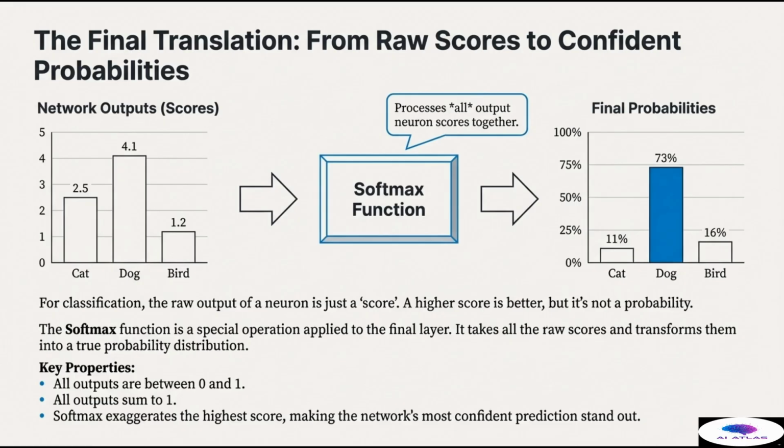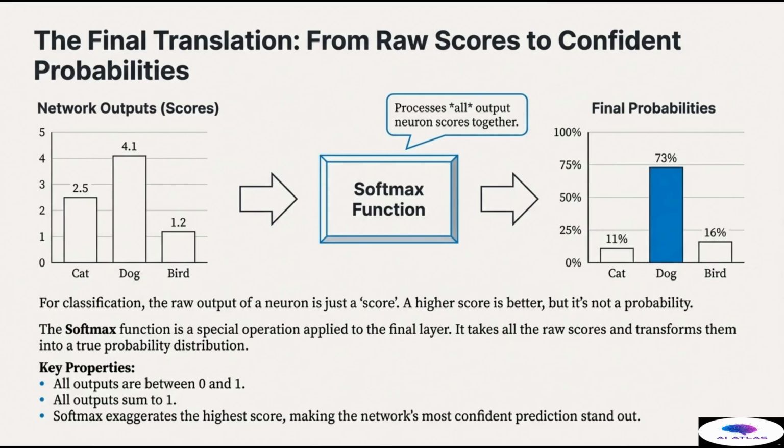Look at the left graph, showing the network outputs scores for a simple classification task, cat, dog, bird. The dog score is 4.1, which is clearly the highest, but what does 4.1 mean? Does it mean 41% or 90% confidence? We can't tell.